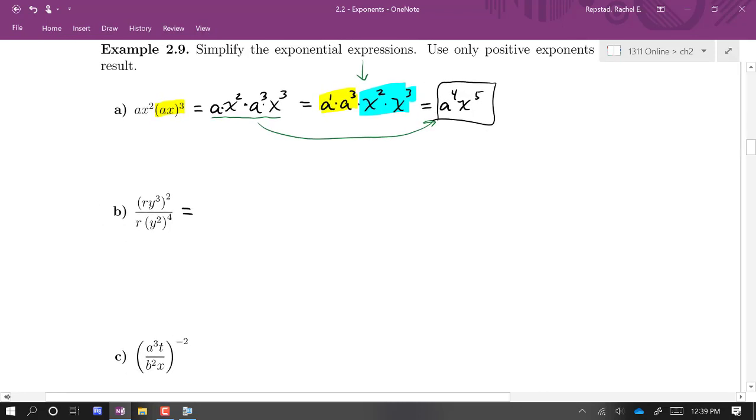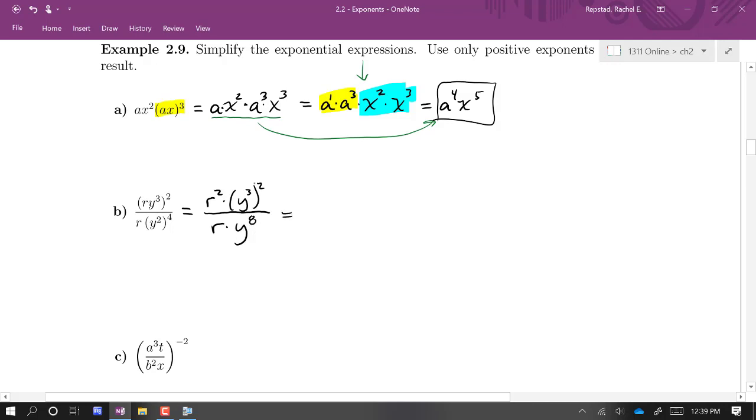All right, let's do another one. We have up top a product raised to a power, so I'm going to distribute that square across that product. So we have r squared times y cubed squared. On the bottom, we have r times, now y squared to the fourth, we have that property that says when I'm raising a power to a power, I can multiply those together. So this will be y to the eighth.